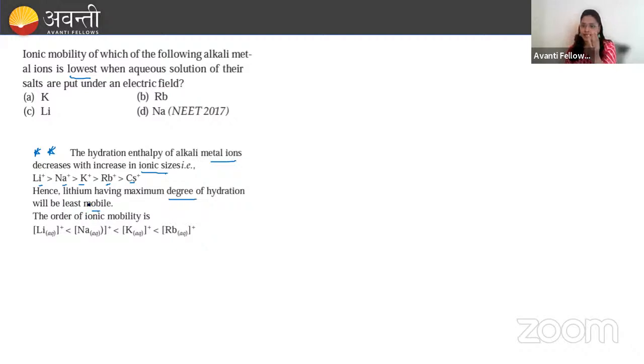Since it is smaller in size, all the water molecules present around it hydrate the lithium ion. They surround the lithium ion. Even though it is smaller in size, so many water molecules are surrounding it, and that's why it becomes bulky in nature. Overall, its size becomes large. And since it is larger in size, it takes more time to move through the solution, and that's why its speed slows down.